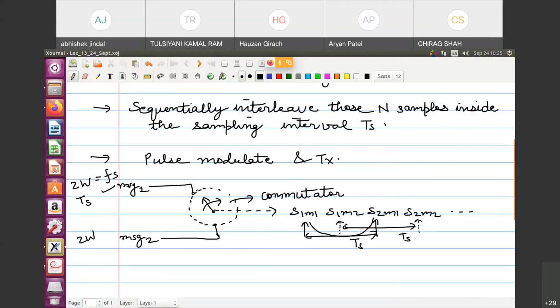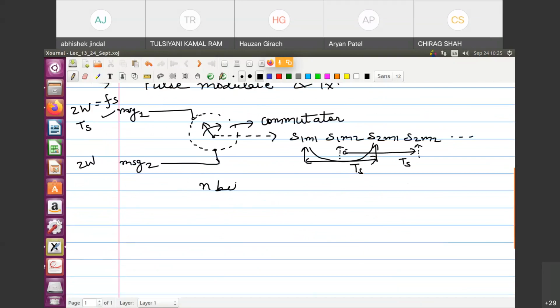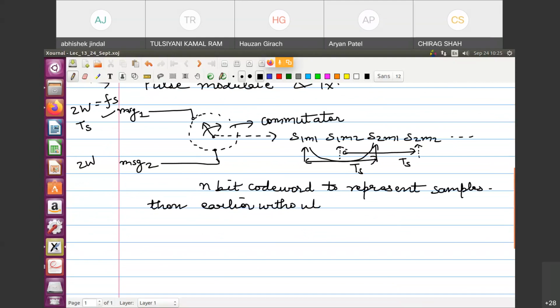अब इसका इम्पैक्ट क्या है? सपोज अगर हम इसके अंदर n बिट का वर्ड यूज करते हैं, if we use an n-bit code word to represent samples after quantization, then earlier, without TDM, you had Ts time to stuff n bits. This is quite simple to see, because there was one sample, then another sample was coming in Ts time. So I have Ts duration, and I can then put n bits in between.